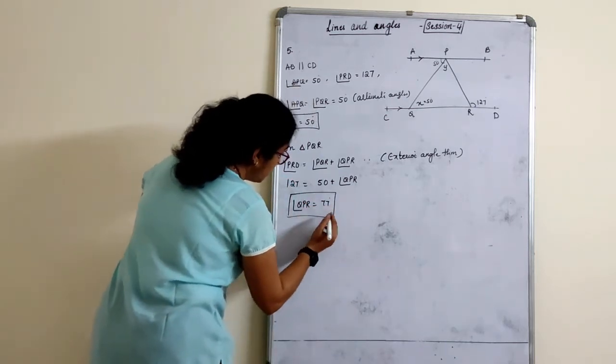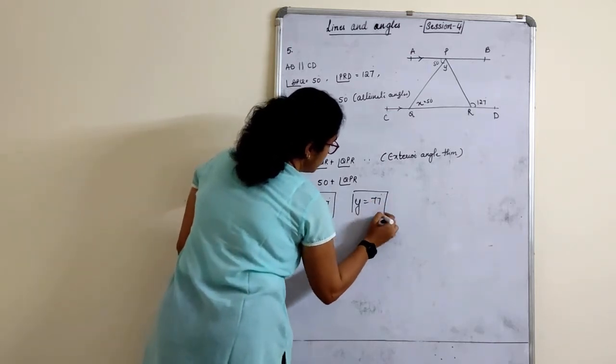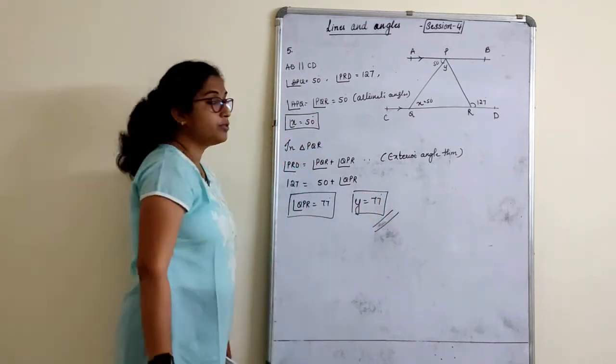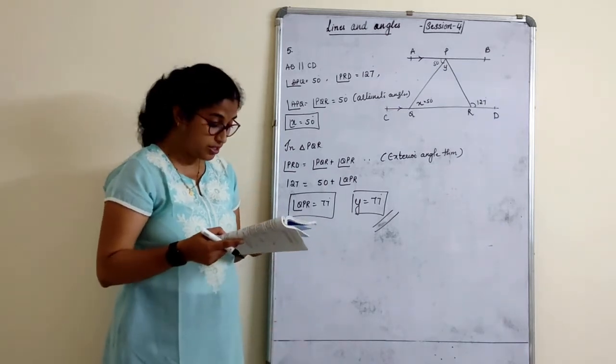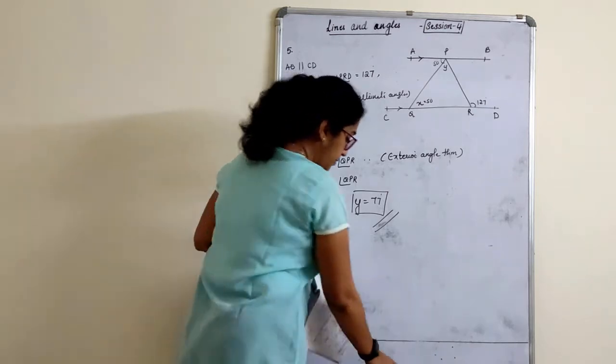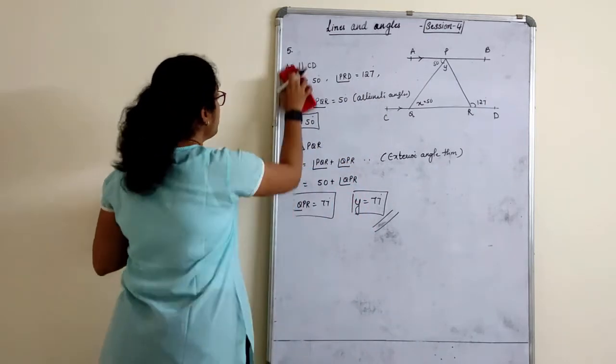Oh wait, it is Y, right? So angle Y is equal to 77. Angle X is equal to 50. That's all you have to find here. Very simple question. We'll move on to the last one. With this, we will complete today's session.